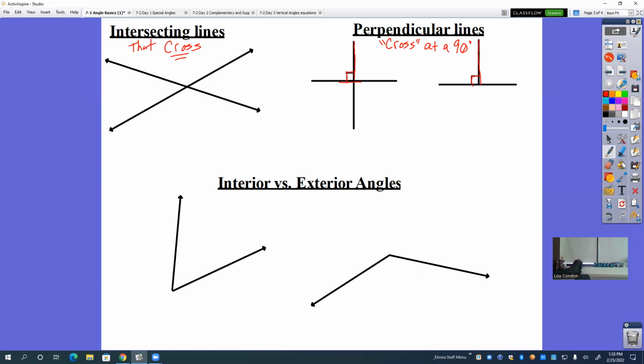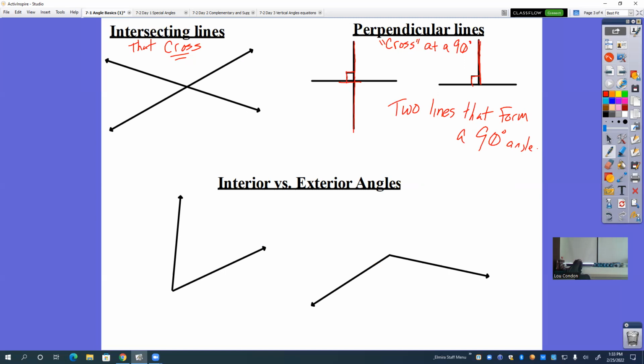Now, as you can see in the first picture, the lines intersect because they go all the way across. But in some instances, like here, they just go to the line, they don't actually go through it, but it still creates a 90-degree angle. So the easiest way to remember perpendicular is two lines that form a 90-degree angle.